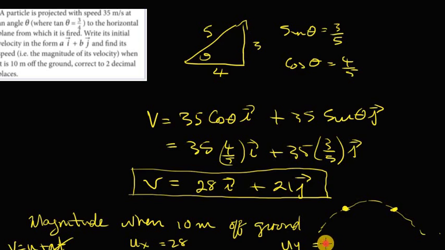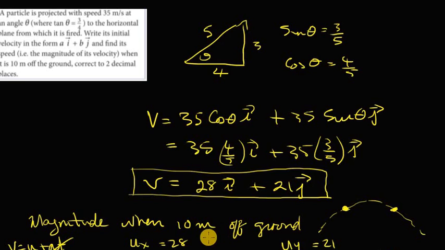u of y is equal to 21. Now v of y is equal to u plus at, so it's 21 minus 9.8t. s of y is equal to ut, which is 21t, minus half of a, which is 4.9, times t squared. So there are our 6 equations that we're going to be using for most problems in this projectiles area.